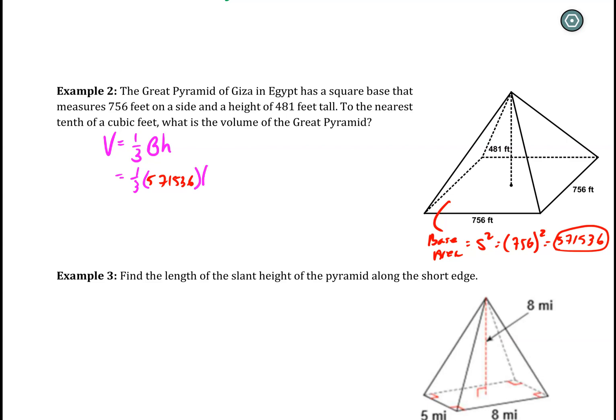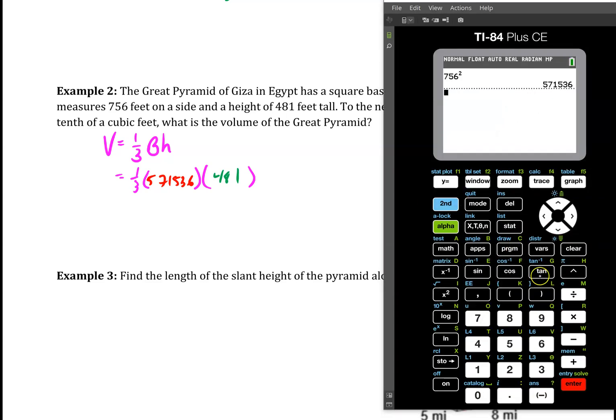And what was my height? My height in this case was 481. That's this piece right here. All right, so it's 481. This is going to be a big number, but let's plug this into the calculator and see what we get. I've already got that first number, so I'm going to multiply that by 481.